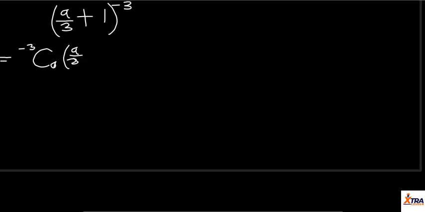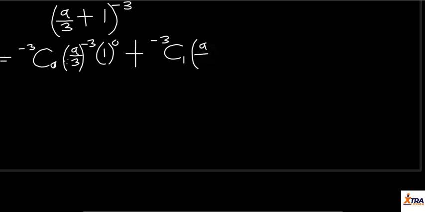So we have minus 3 combination 0. The first term is a over 3, which takes the total power of minus 3, and then 1, which takes power of 0. Moving on to the next term, we have minus 3 combination 1. We have a over 3, and you subtract 1 from the previous power, minus 3. Minus 3 minus 1 gives us minus 4. The 1 that we subtracted from there, we now add to this one, so we have 1 raised to power 1.